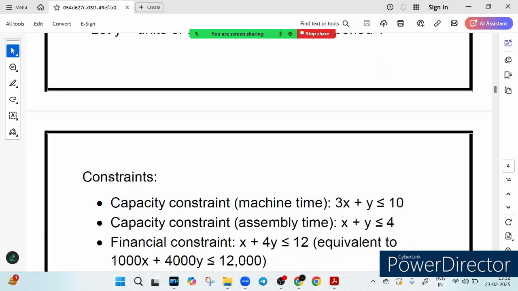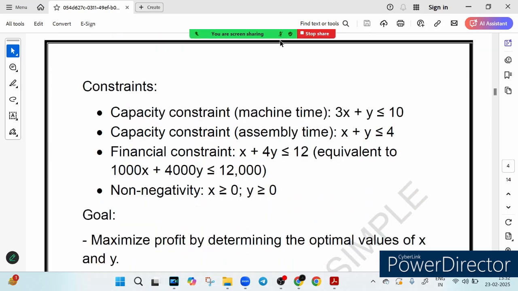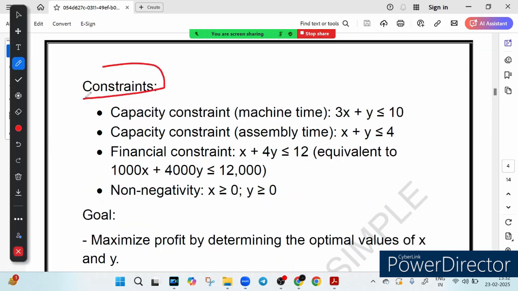Step 2 is understanding the constraints. Every business has limitations. Here are the ones for our factory. The first limitation is the machine time constraint. Each radio takes 3 hours and each TV takes 1 hour on the machine. And we have only 10 hours per day on the machine.